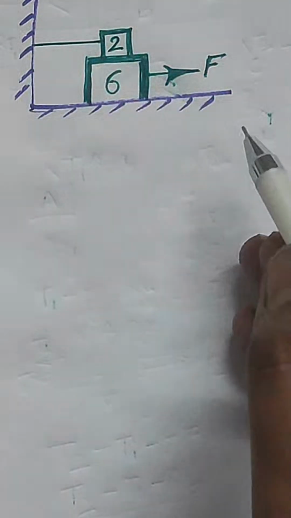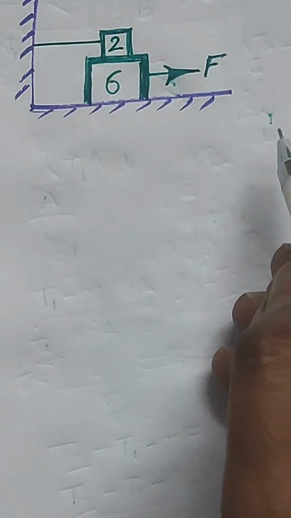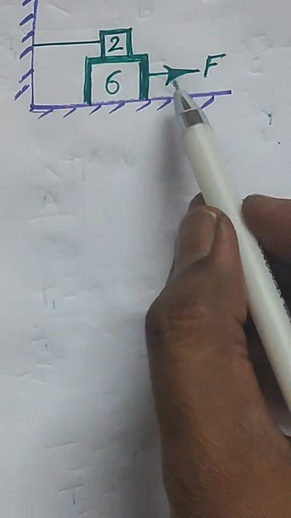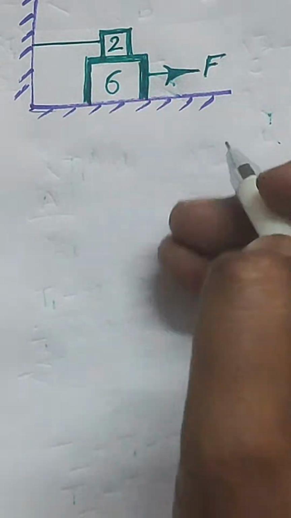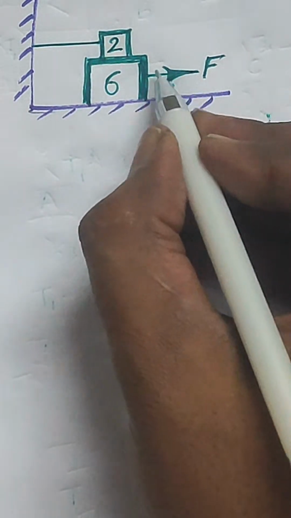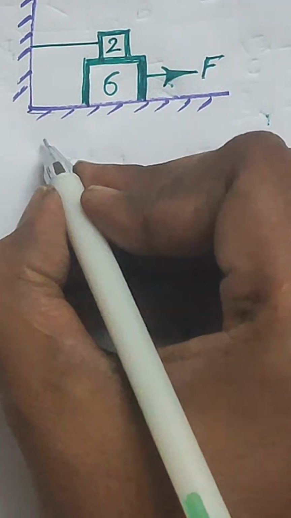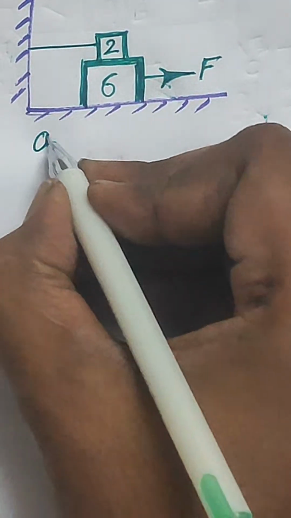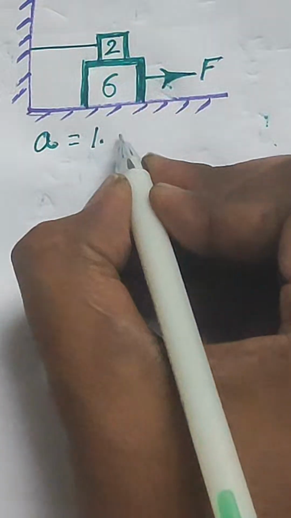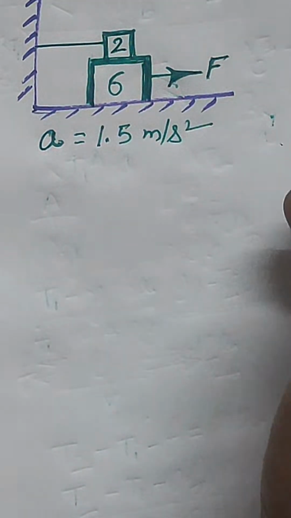Now we need to find the force F needed to pull out the 6 kg block with an acceleration of 1.50 meter per second square. So that means this force is applied, and after that an additional acceleration will be applied on it. So just to move out this 6 kg block with an acceleration of 1.5 meter per second square. This is the data given to you.